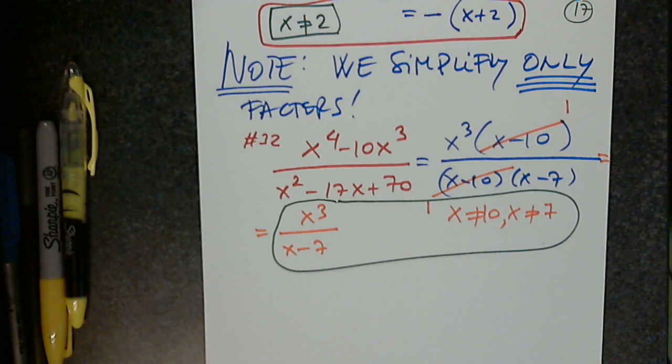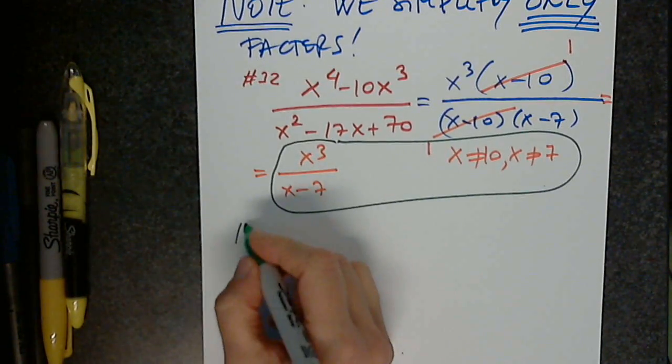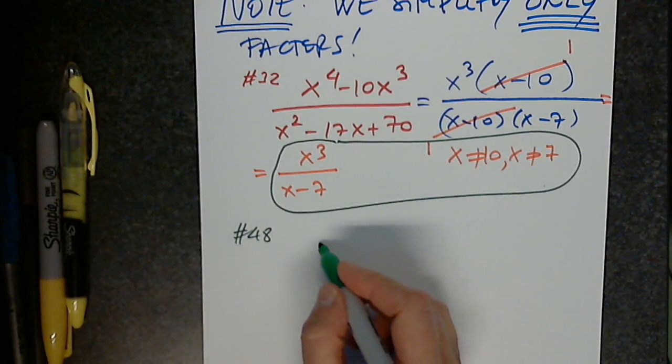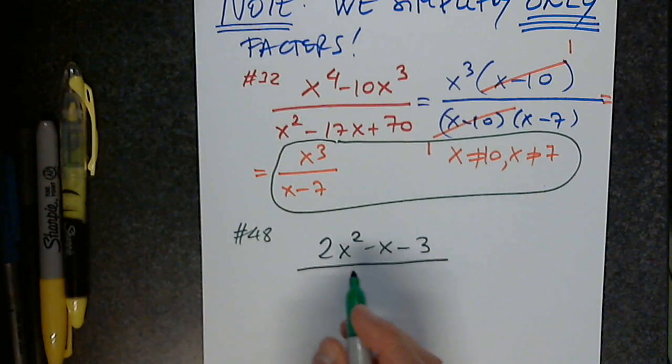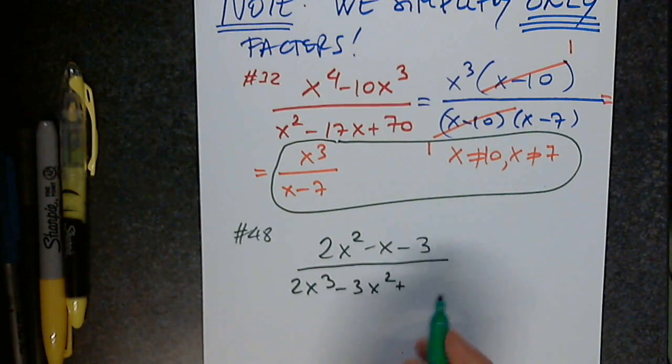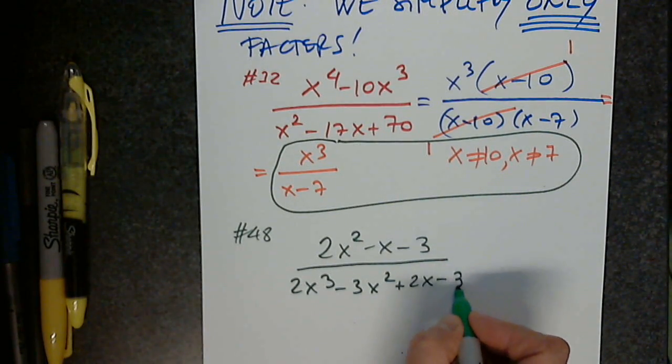Would you like to choose another? 48. 2x squared minus x minus 3 over 2x cubed minus 3x plus 2x minus 3.